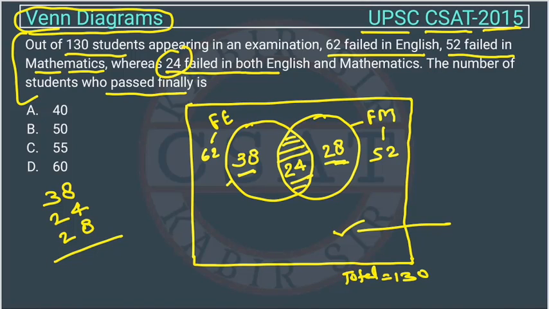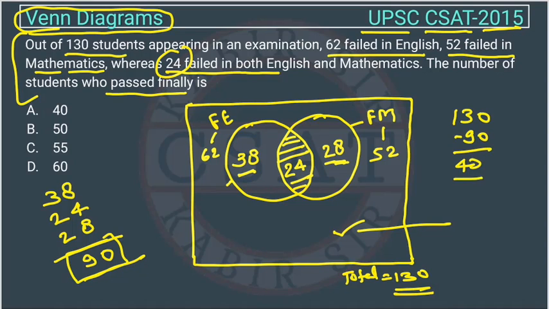So this will be how much? This will be 90, right? So these are 90 students failed. So total students are 130. So how many students are passed? 130 minus 90. So 40. So the 40 students passed. So the answer is option A, right?